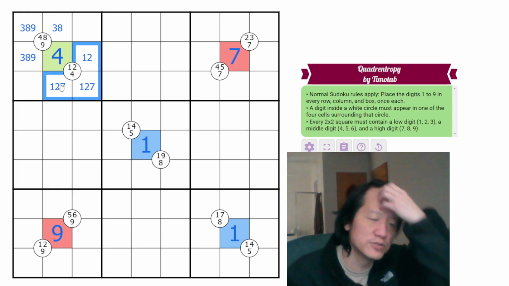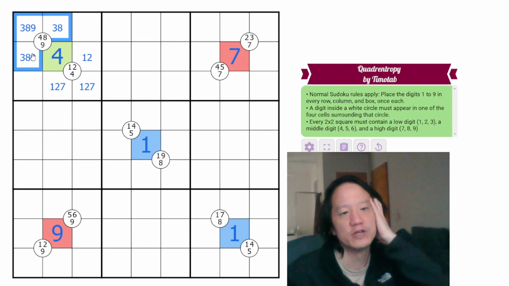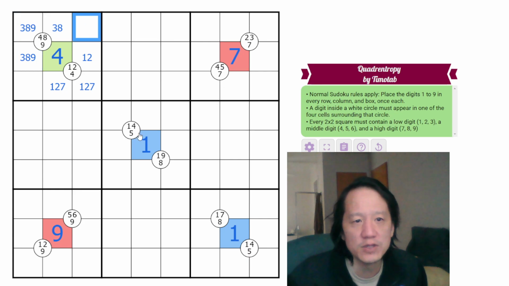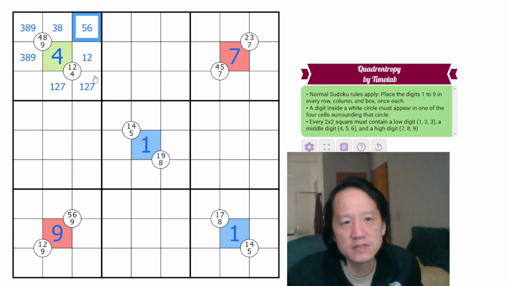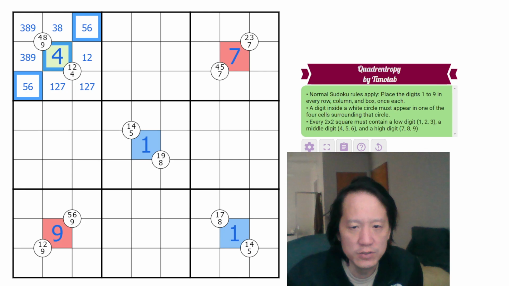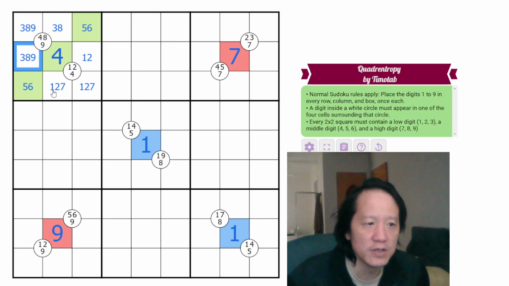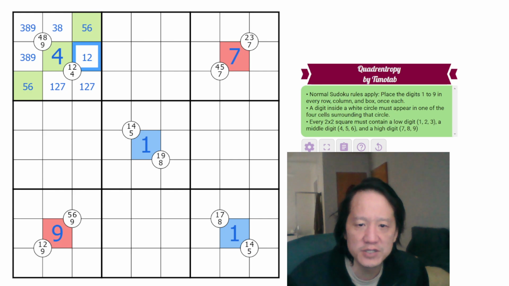Therefore, we have a 1, 2, 7 triplet and a 3, 8, 9 triplet in box 1, which eliminates both 1, 2, and 7 and 3, 8, and 9 in the rest of the box, which means we know the other boxes are 5 and 6. So this is 5 and 6, and this is 5 and 6, which are both middle digits, so we can color them green. So we know one of these has to be high and one's low. One of these is high and one of these is low, but this one has to be low specifically, which means this one has to be high.